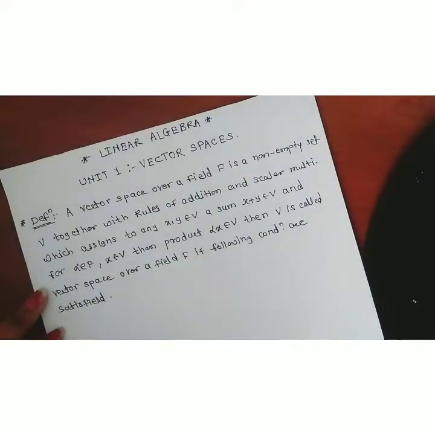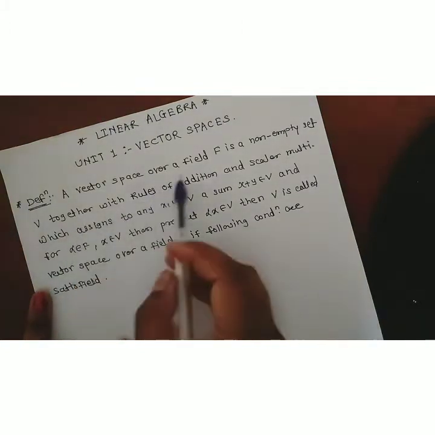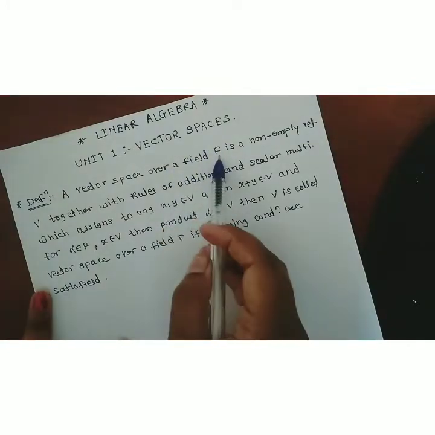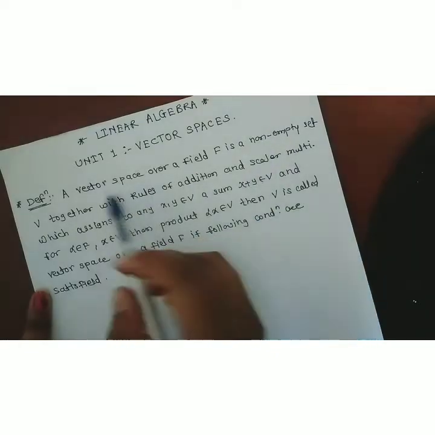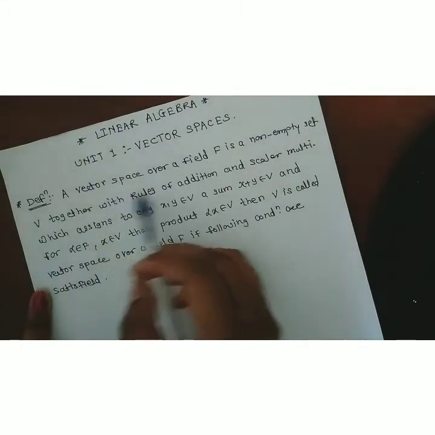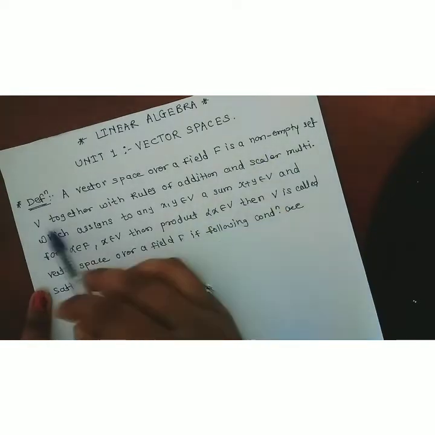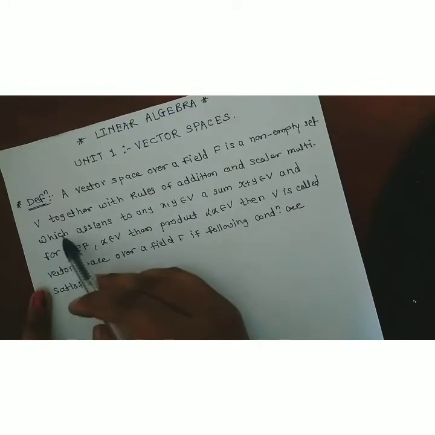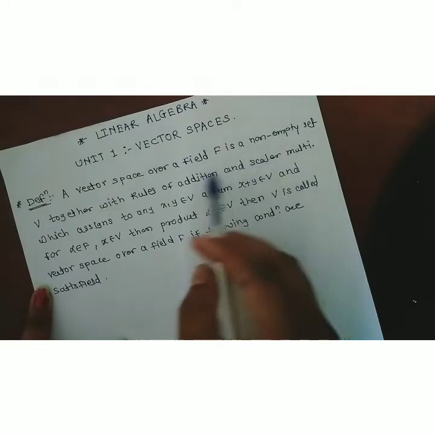Okay, so first of all we go through the definition. What is given? A vector space over the field F is, first of all, a non-empty set. Whichever vector space over the field F we have taken, this is first of all a non-empty set V together with the rules of addition and scalar multiplication, and these rules should be satisfied on that set V.